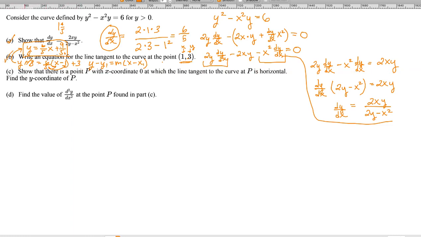Now, show that there's a point P with x coordinate 0 at which the tangent line to the curve at P is horizontal. Find the y coordinate of P. Okay, so I want the derivative to be 0.